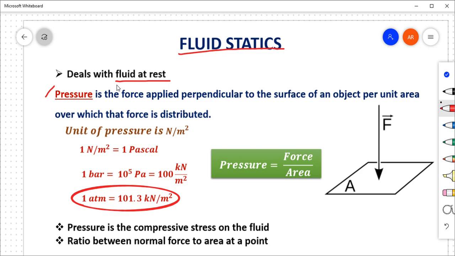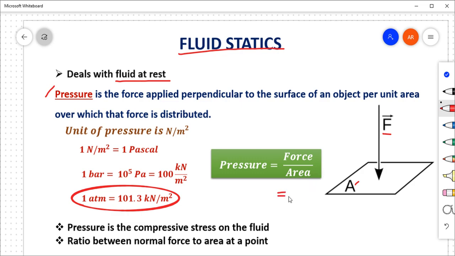Now what is pressure? Consider a surface of area A and a force F acts normal to the surface. So pressure is nothing but the force applied perpendicular to the surface per unit area of the surface. So we can express pressure as force divided by area.